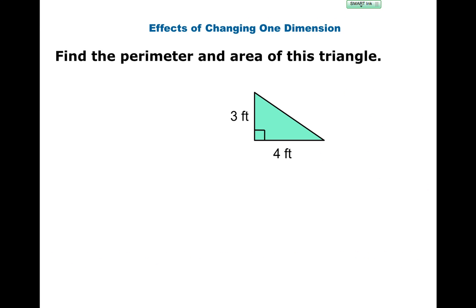Okay, let's see if it works, or what happens, on a triangle. First of all, find the perimeter and area of this triangle. You have to find the missing side.